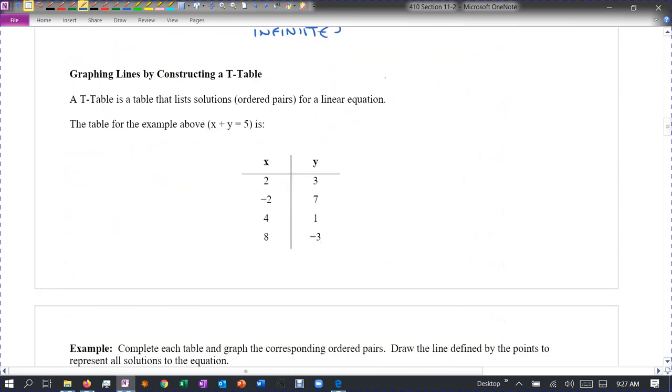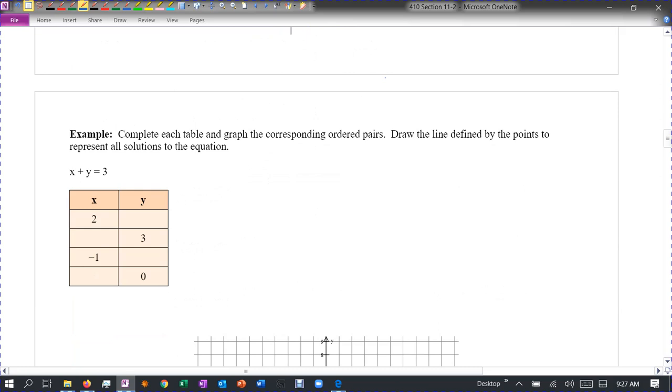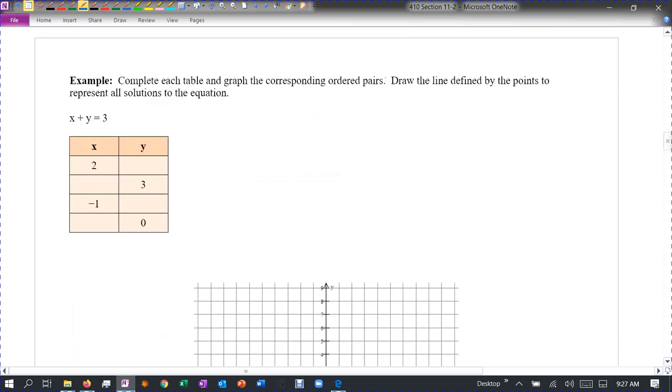So one way we can graph lines is by constructing what's called a t-table. All right, so I'm going to show you how this works. If somebody gives you a linear equation, what you can do is just start plugging values in. You pick whatever values you want for x and y. So right now, if I pick the value 2 for x, then the question is, what do I get for y? So let's take the equation x plus y equals 3. Let's just replace the x with 2, and that's what we get.